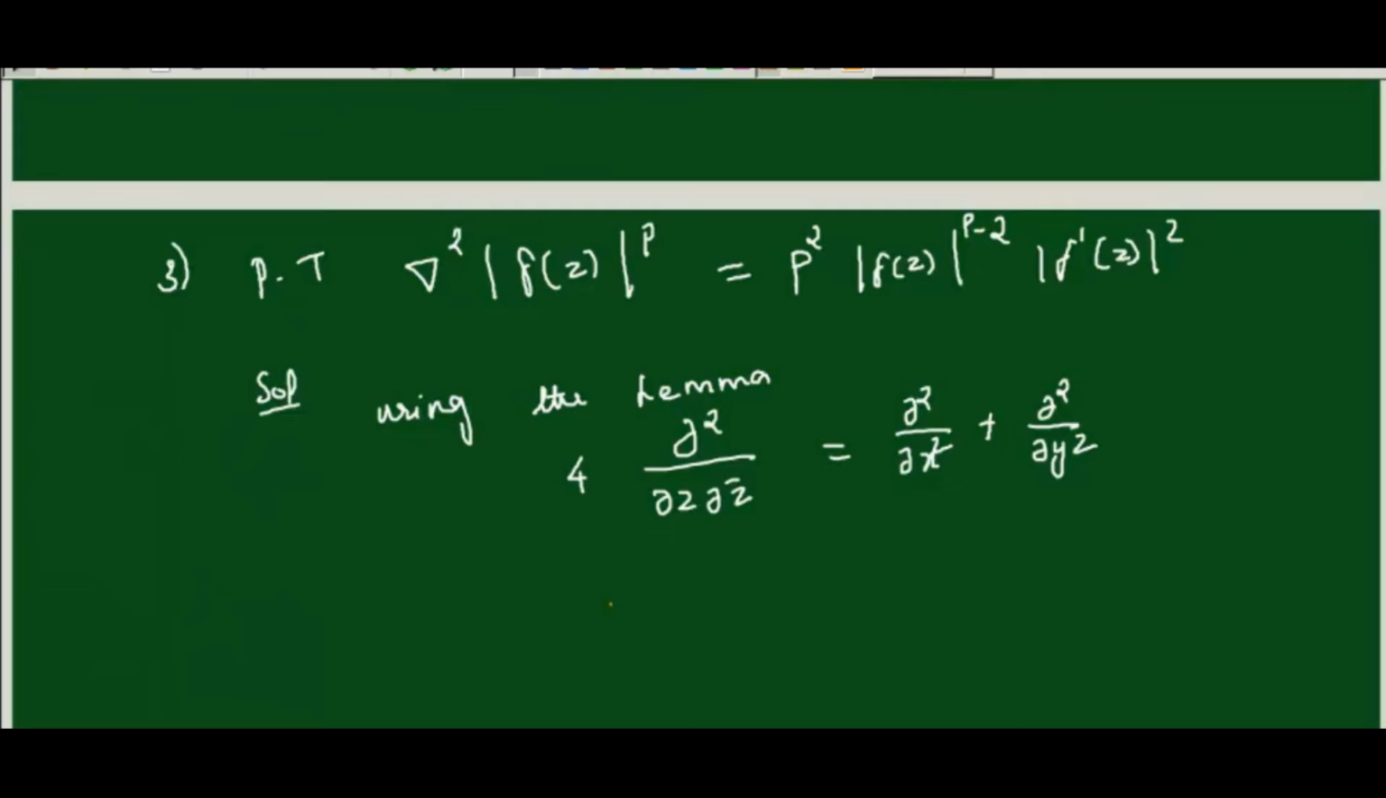Yes. Copy the next problem. Del square, you can use this lemma: del square of f of z whole power p is equal to p square f of z whole power p minus 2 into f dash of z whole square. The same thing here also, I'm going to use the same lemma.